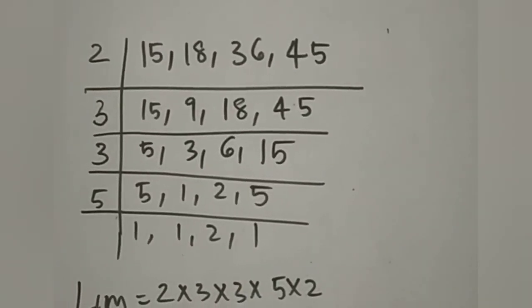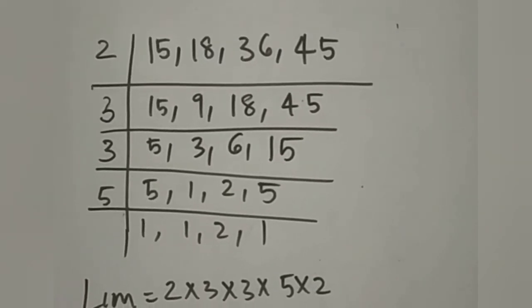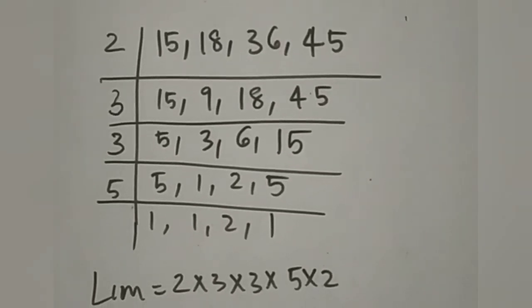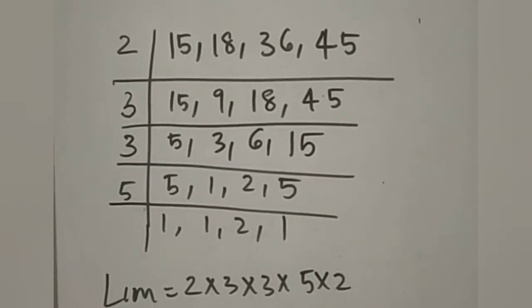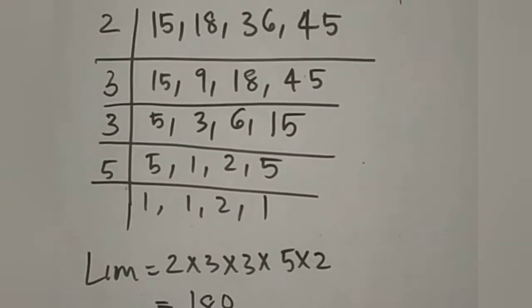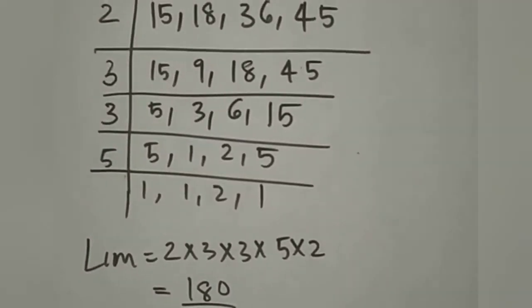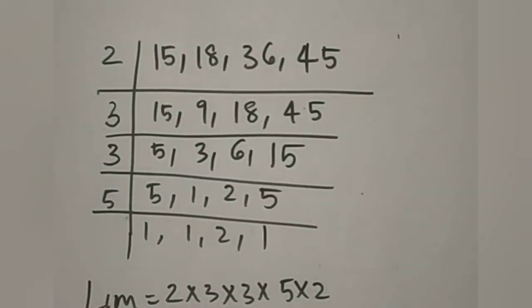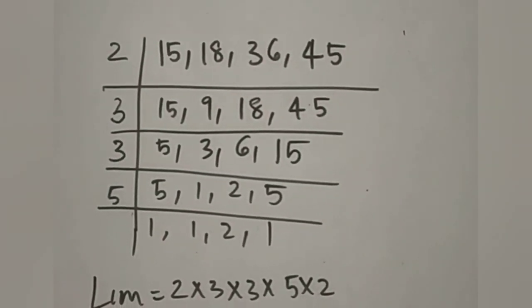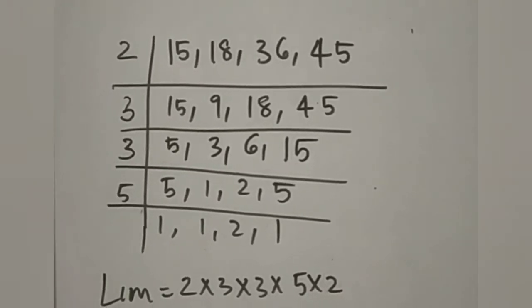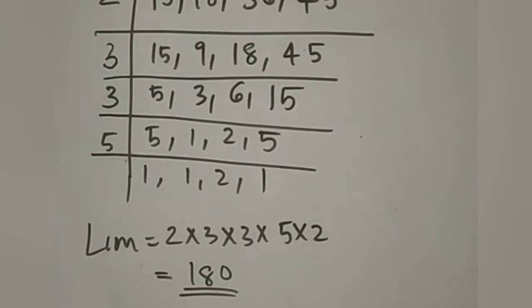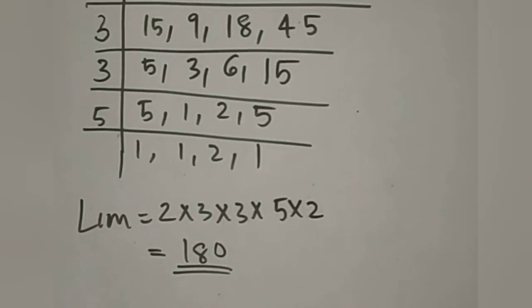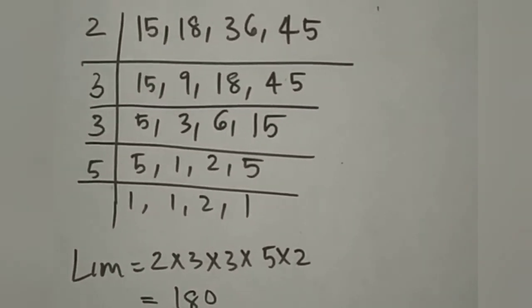There is no common factor except 1 for at least 2 of these numbers. So we will stop the division process here. Then the product of the divisors and the remaining number will be the LCM for these numbers. So the LCM of 15, 18, 36 and 45 is 2 into 3 into 3 into 5 into 2. And that is 180.